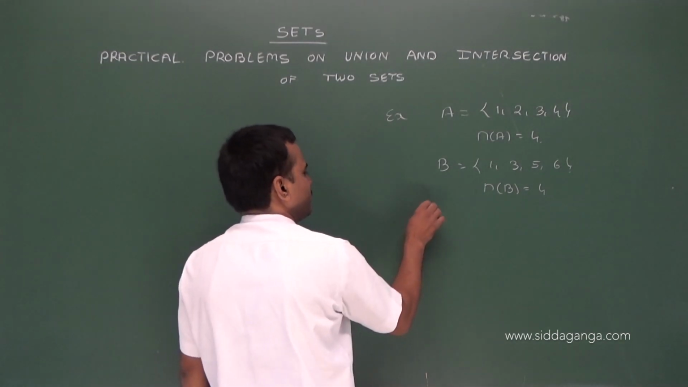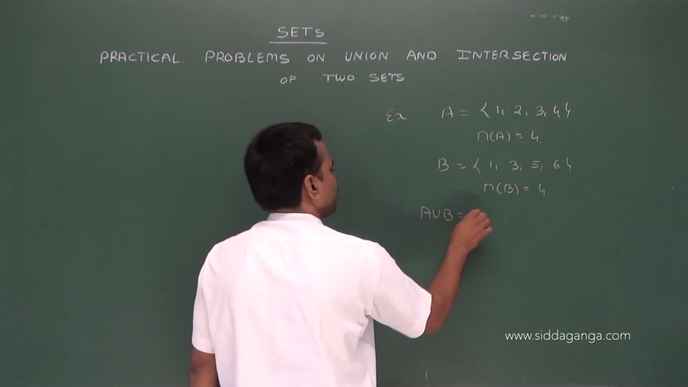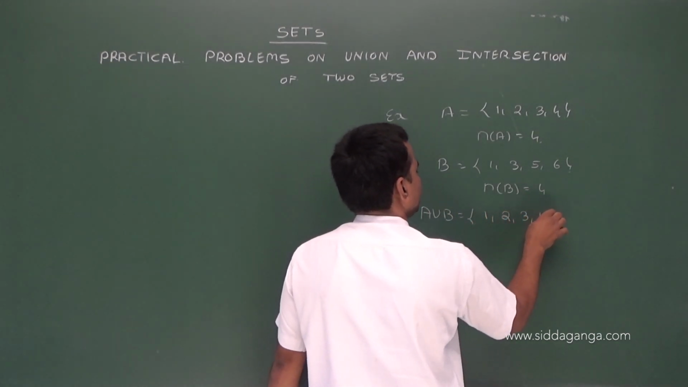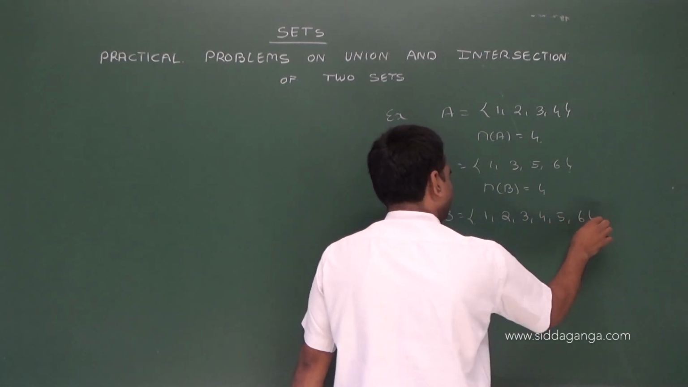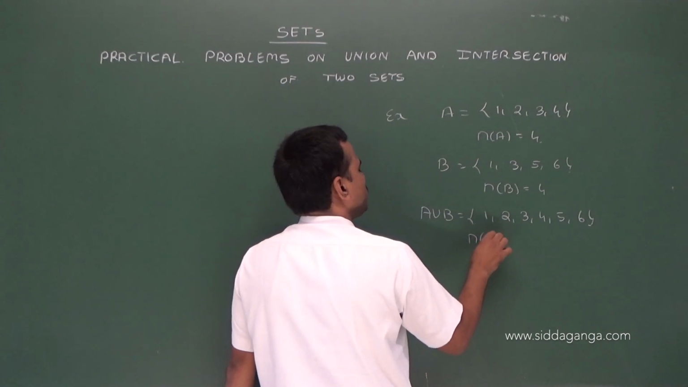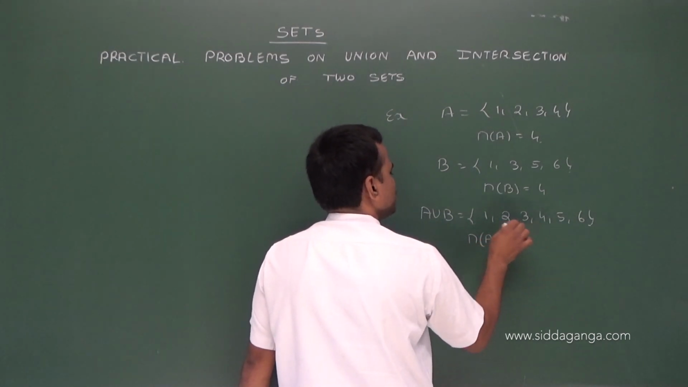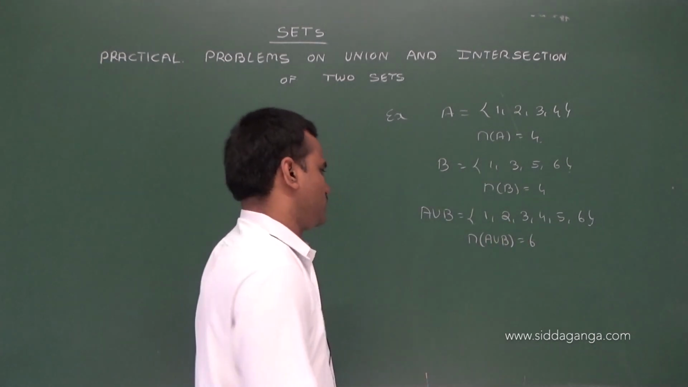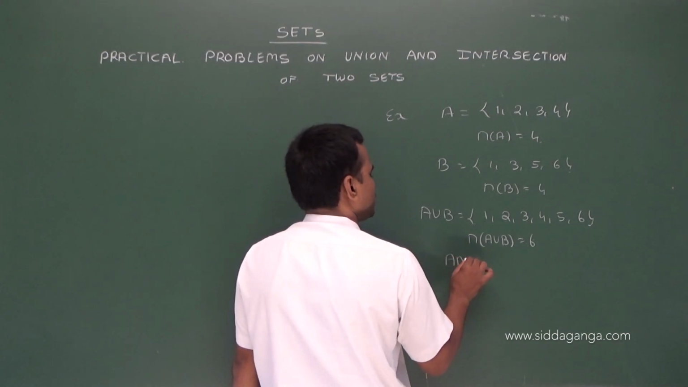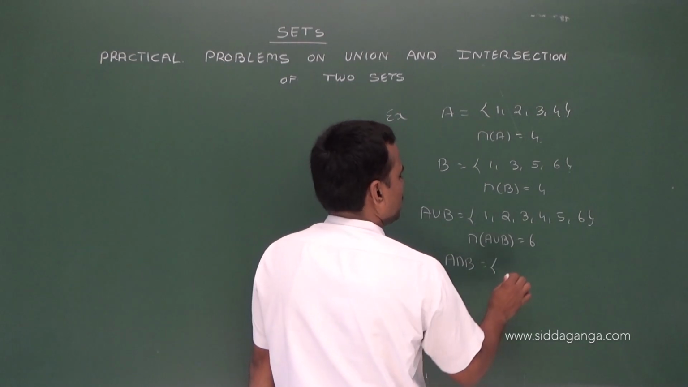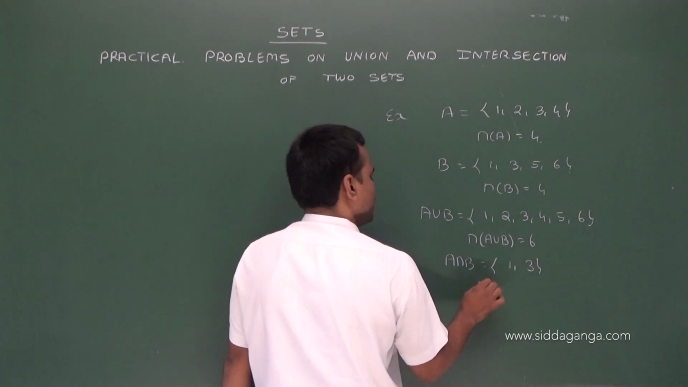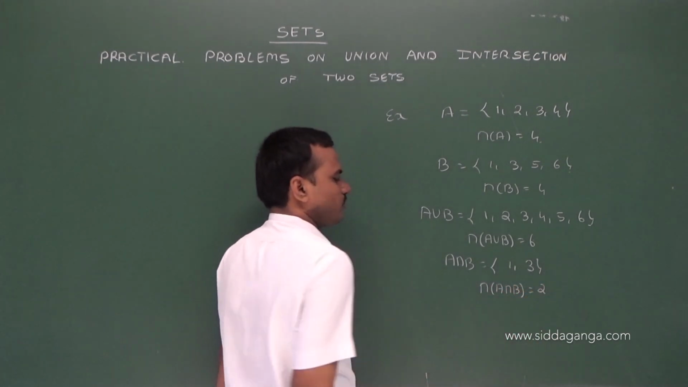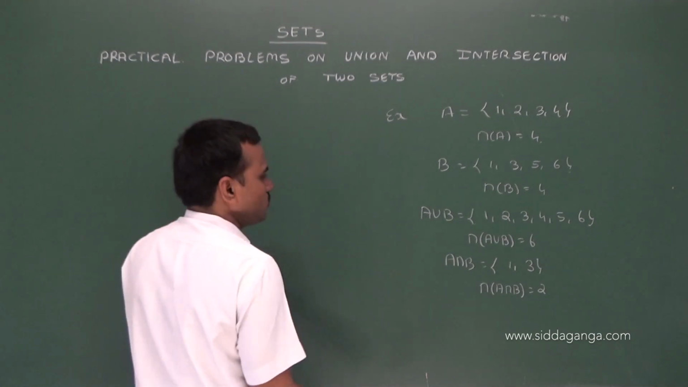Then I find A union B first. A union B is 1, 2, 3, 4, 5, 6. The total number of elements present in A union B is how much? 6. Correct? One more, I find A intersection B, the common elements. What are those common elements? 1, 3. n of A intersection B is how much? 2. Correct?